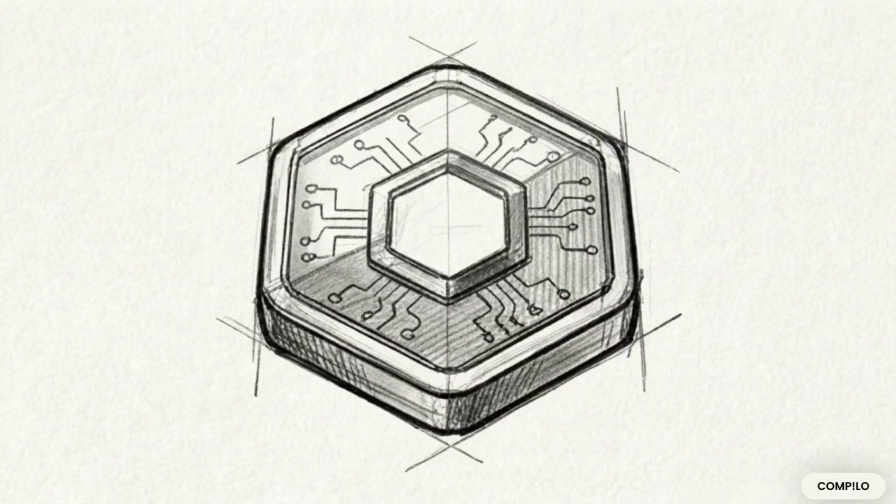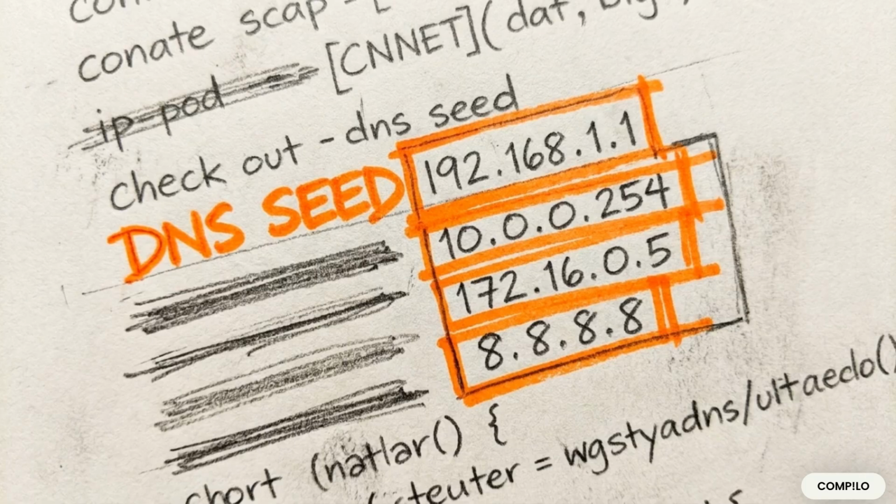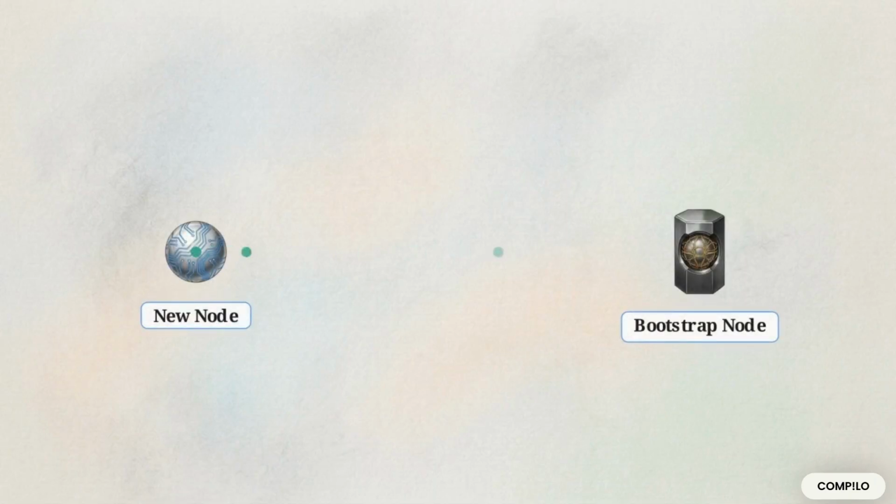This structural independence introduces a paradox. How does a new, isolated computer find the network if there is no central directory? The solution is a process called bootstrapping. The network software contains hard-coded entry points, known as DNS seeds, reliable nodes maintained by the community. The isolated node signals a bootstrap node located at one of these known addresses to ask for the current state of the network. This triggers a peer exchange.